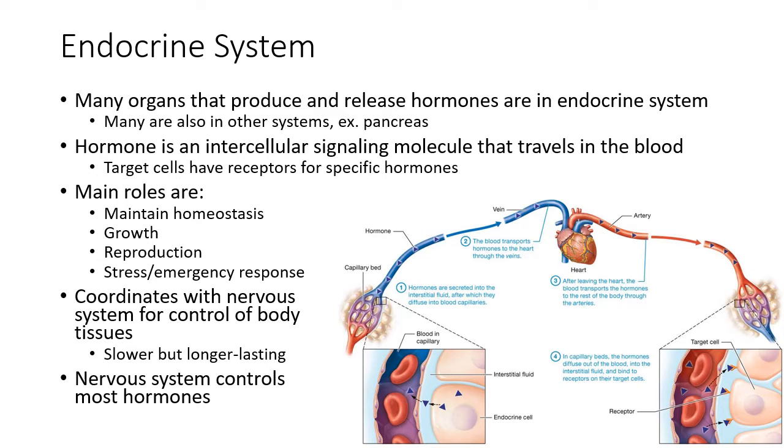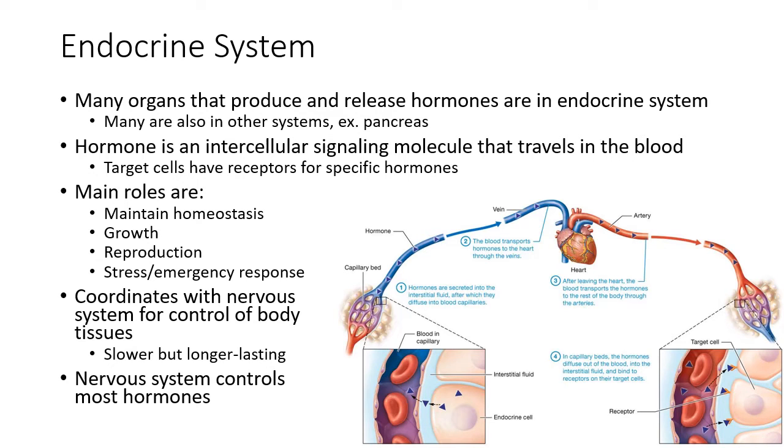There's also some organs that are counted as in the endocrine system and also in a different organ system. For instance, the pancreas is part of the endocrine system because it releases the hormones insulin and glucagon that are the primary hormones responsible for controlling blood sugar. But it also is in the digestive system because it secretes digestive enzymes into the intestine that allow you to digest your food.